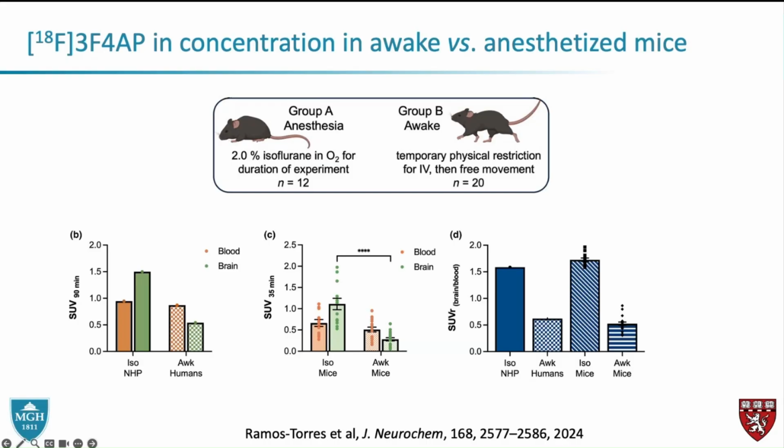And then what we saw was, again, the signal in the brain in the awake mice was a lot lower than the signal in the anesthetized mice. And this was consistent with what we had seen on the awake human primate compared to the anesthetized non-human primate.